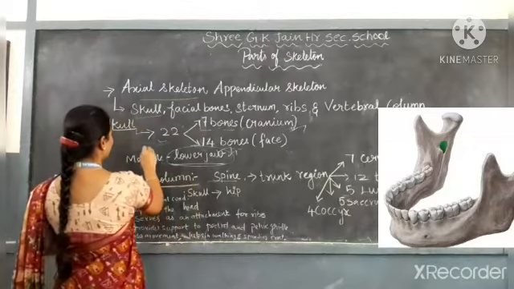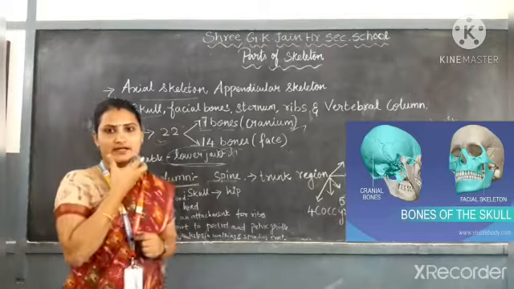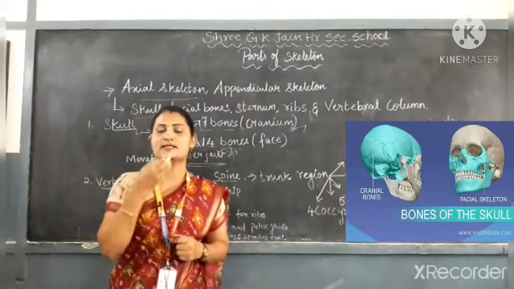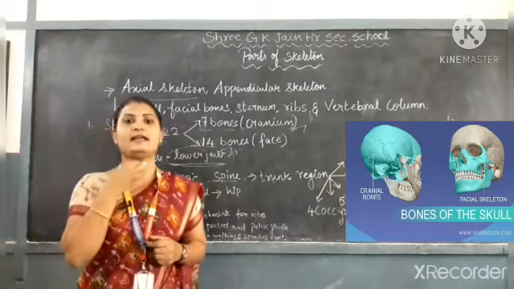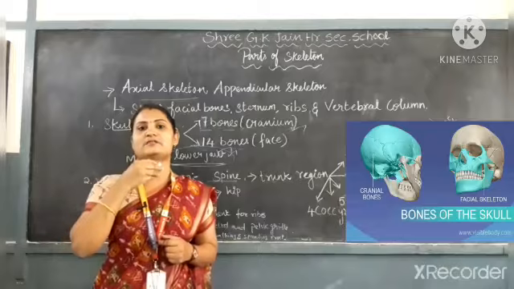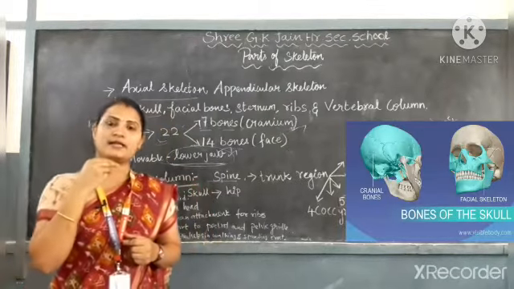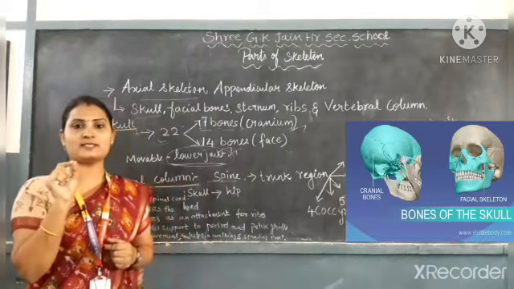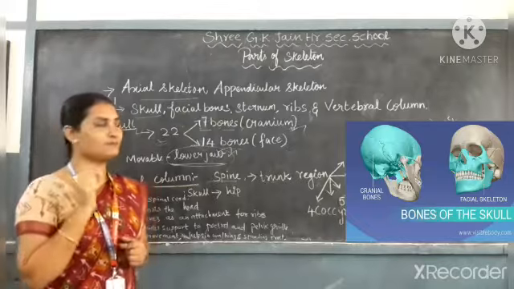Then the skull, that is our head, allows movement in a sideways direction and in a downward direction. That means we can bend our head downwards and sideways. Only that movement takes place by the skull.